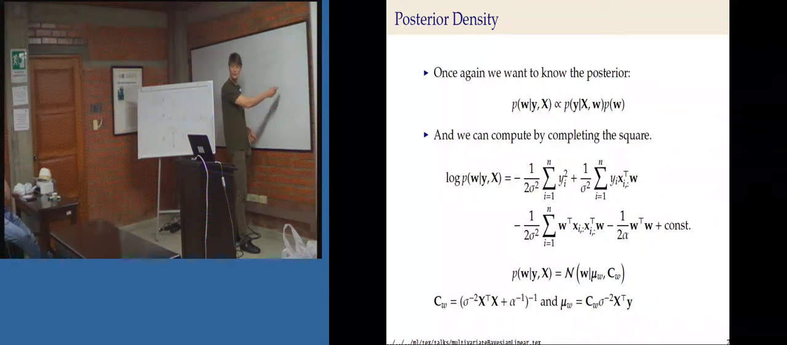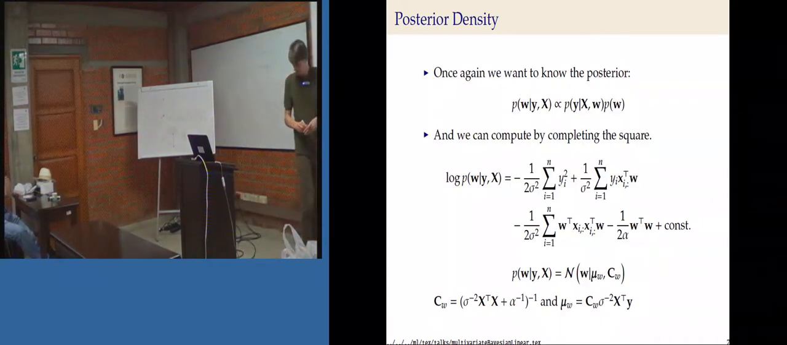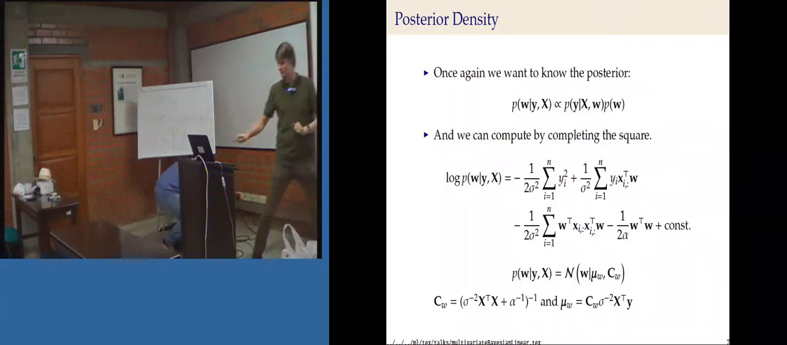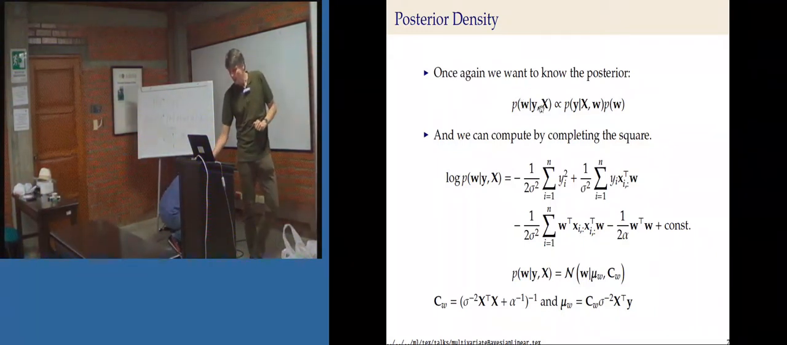You can just complete the square to recover this. So your result is exp of c squared, a new quadratic. But if this result is quadratic in w, then we know that it must be a Gaussian density.